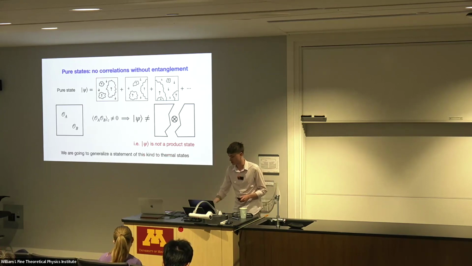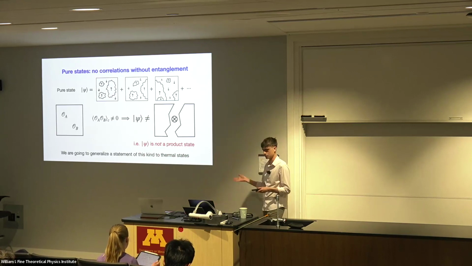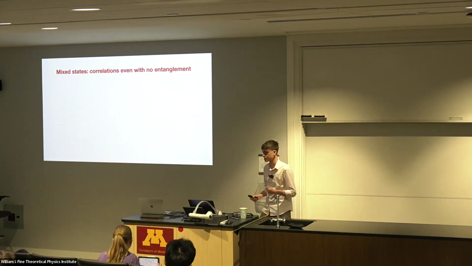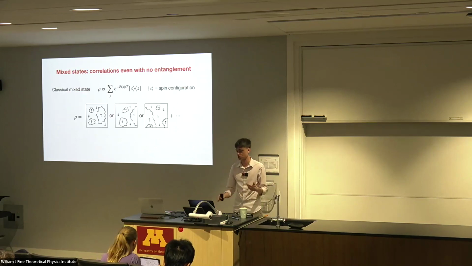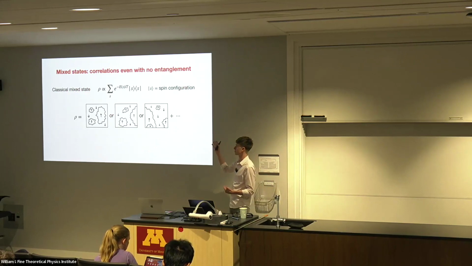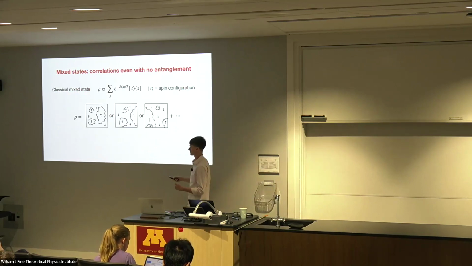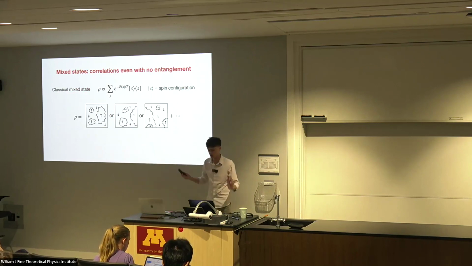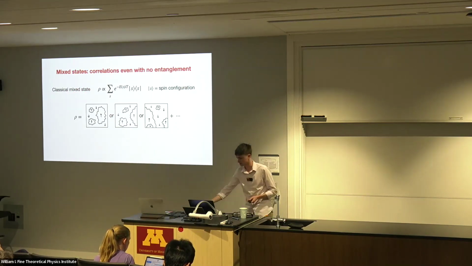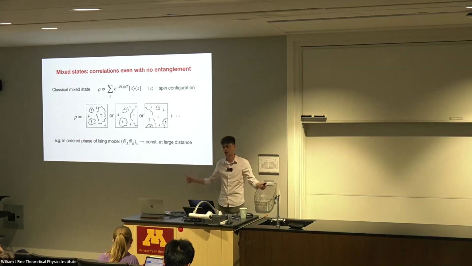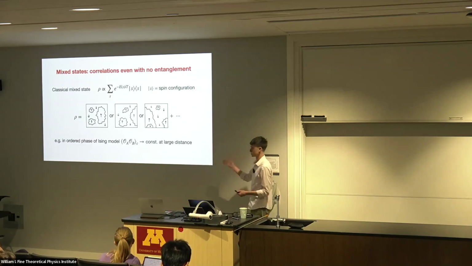But what I'm going to try to do is generalize a statement of this kind to thermal states. The reason it's challenging to do that is because in a mixed state, there can be correlations even when there's no entanglement, right? So imagine I just had some classical ensemble of spin configurations. So now I'd say that my state is this configuration or this one or this one. There's no coherence. Then, of course, I can have arbitrarily long-range correlations between local observables, even though there's no entanglement.